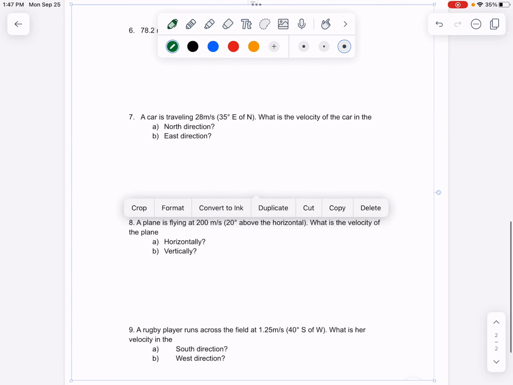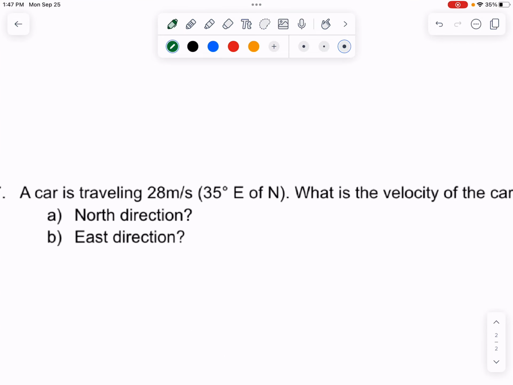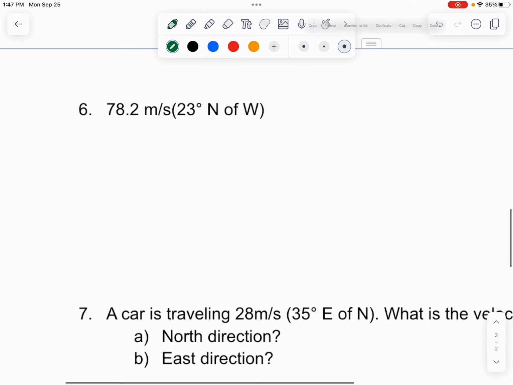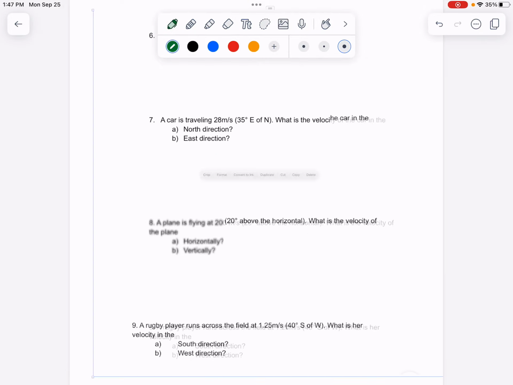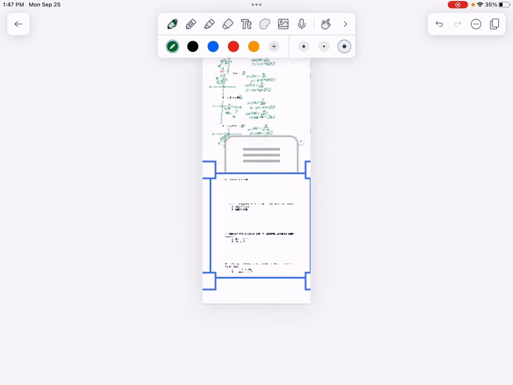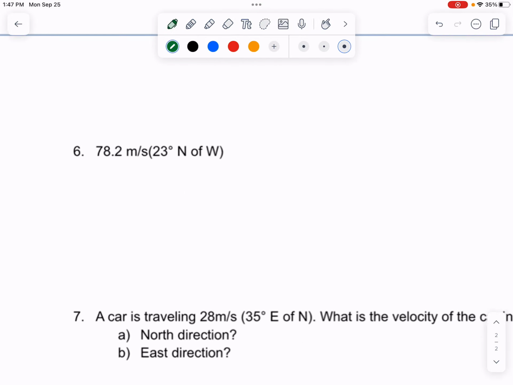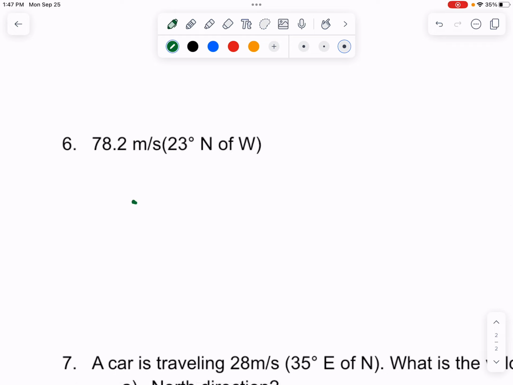Number 6, 78.2, let me zoom back in, 78.2 meters per second. I don't know what's going on here. Let me go back in. There we go. All right, so 78.2 meters per second, 23 degrees north of west, so I'm going to draw my lines. I have my north, my west, draw my line.